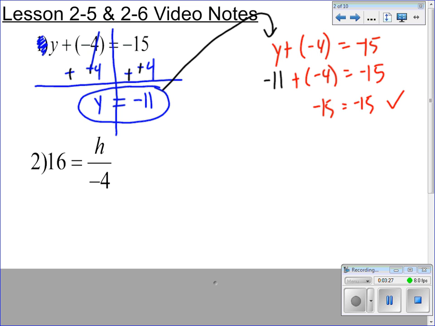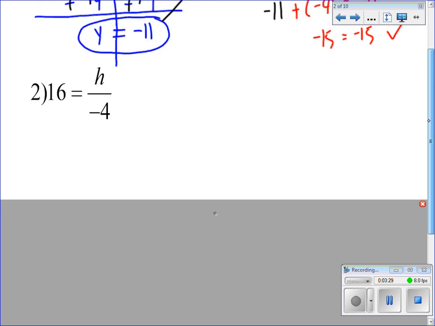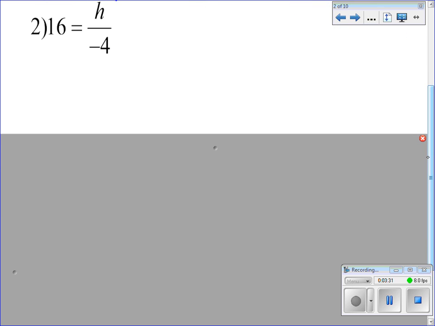Let's look at another problem. This one involves division. We have 16 equals h divided by negative 4. Okay, so we're going to first draw our line down the center of this. And our goal, here's our variable, our goal is to isolate it. And so that means we've got to get rid of this negative 4.